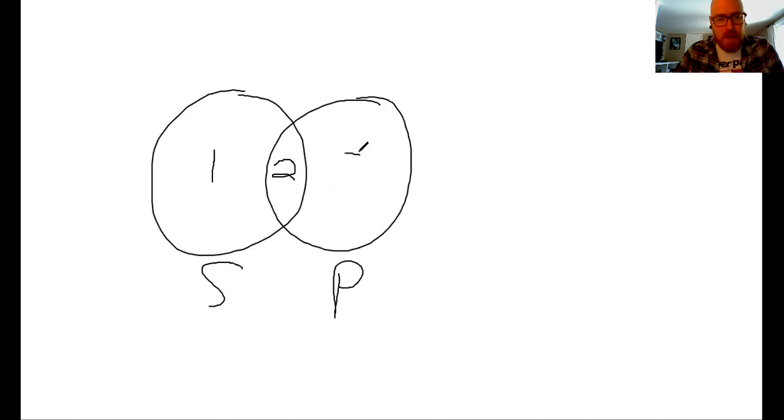Then anything in region 3 is going to be a P, but not an S. So anything over here in region 1 is an S, but not a P. Anything in region 2 is both S and P. And anything in region 3 is a P, but not an S.